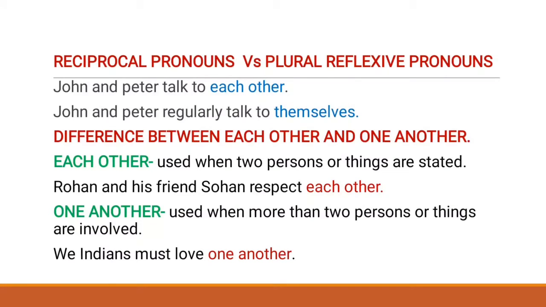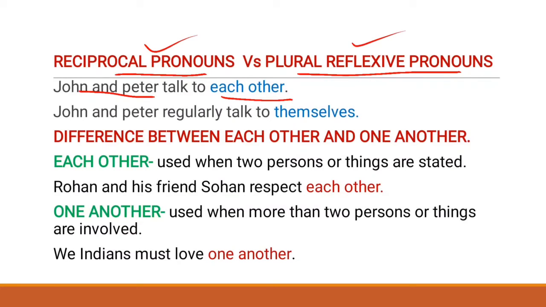Most of the children get confused between reciprocal pronouns and plural reflexive pronouns. That means ourselves, yourselves, themselves, etc. We need to understand that reciprocal pronouns and plural reflexive pronouns have different meanings. Let's understand this with an example. John and Peter talk to each other. That means John talks to Peter and Peter talks to John.